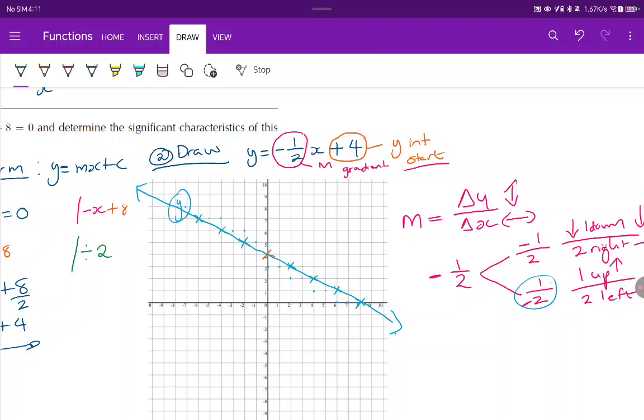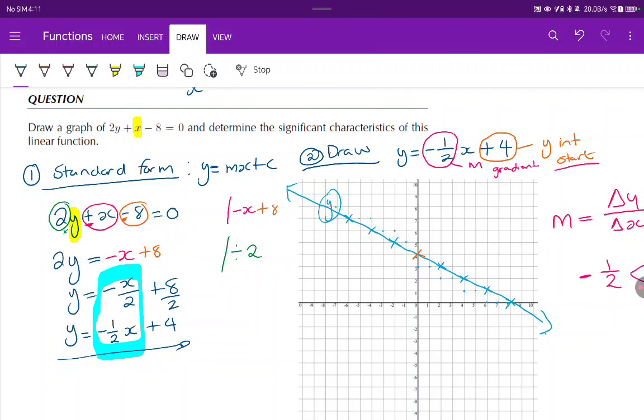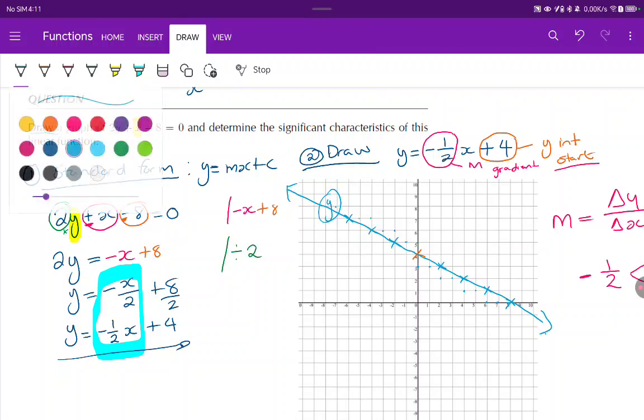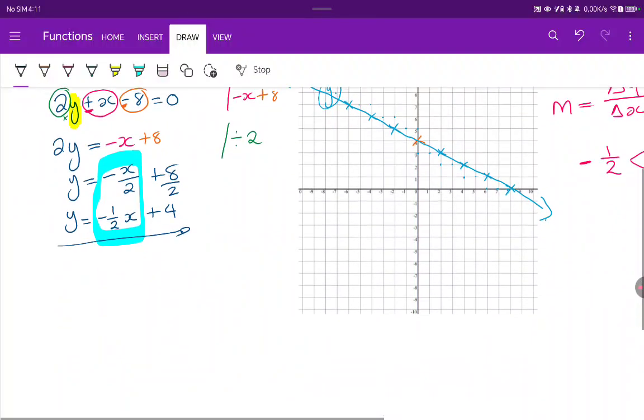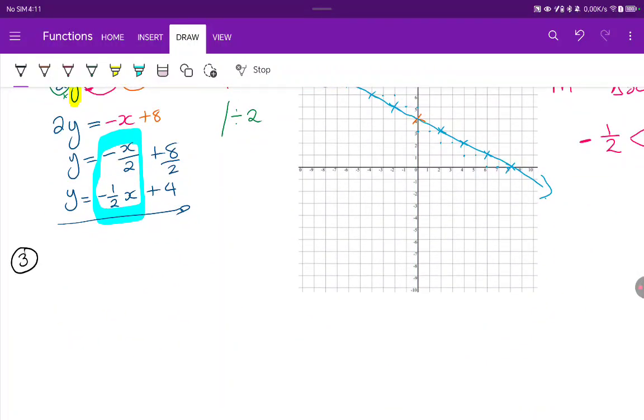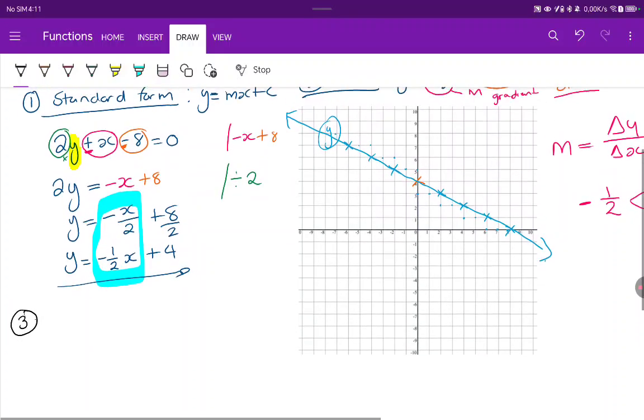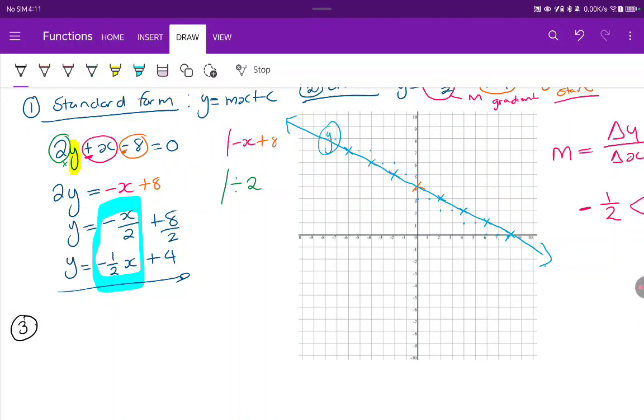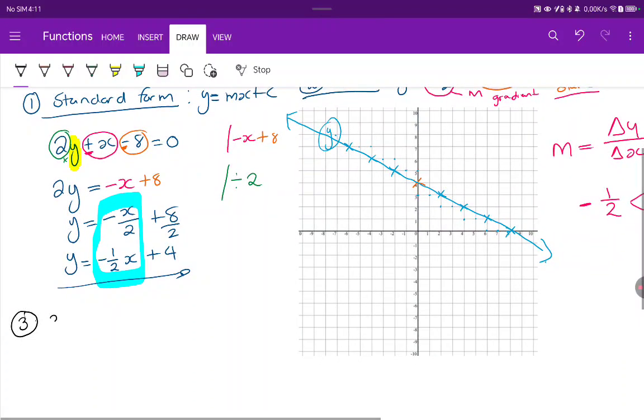Okay, we have done the first part of the question, to draw. Now the second part of the question is asking us, what are the significant characteristics? This is something that you need to be able to answer on your own. If we're talking about sketching a straight line graph, significant characteristics are going to be your x-intercept, your y-intercept, and your gradient. In addition, we will also look at your domain and range.